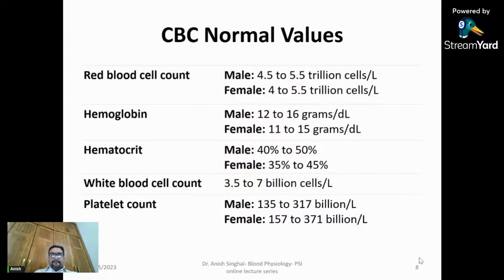So these are certain normal values. Madam has already elaborated much on them. I would not go into much detail. Just have a look at it. So the hematocrit value, what I am showing here, is that PCV value, which means the percentage of RBCs in the blood.